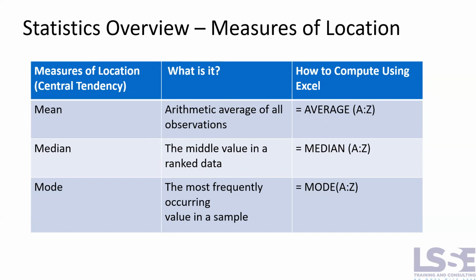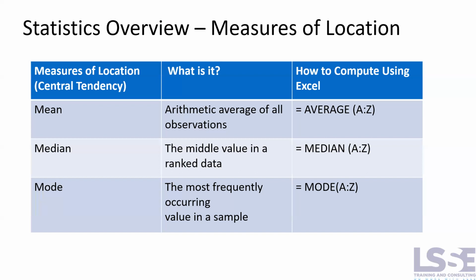Median is another measure of location. It's the middle value in ranked data. What it means is that you arrange the numbers from highest to lowest and the middle value is counted as the median. Using Excel, you can use the formula MEDIAN and then you highlight the values that you would like to evaluate. And the last measure of location is the mode. This is the most frequently occurring value in a sample, and mode can be computed in Excel with equals MODE and then the values that you would want to evaluate.